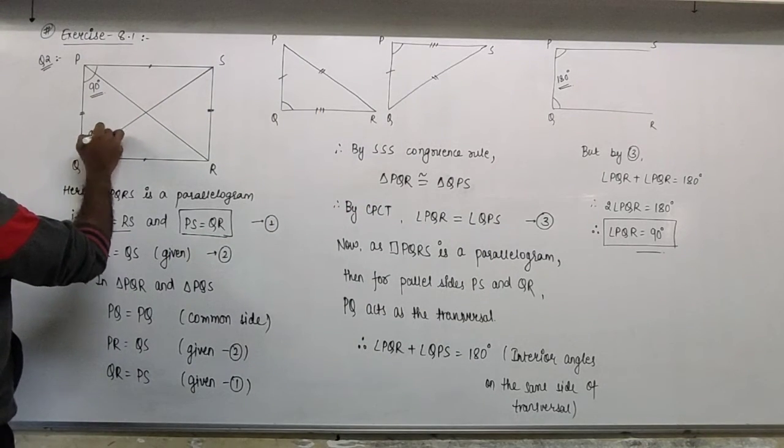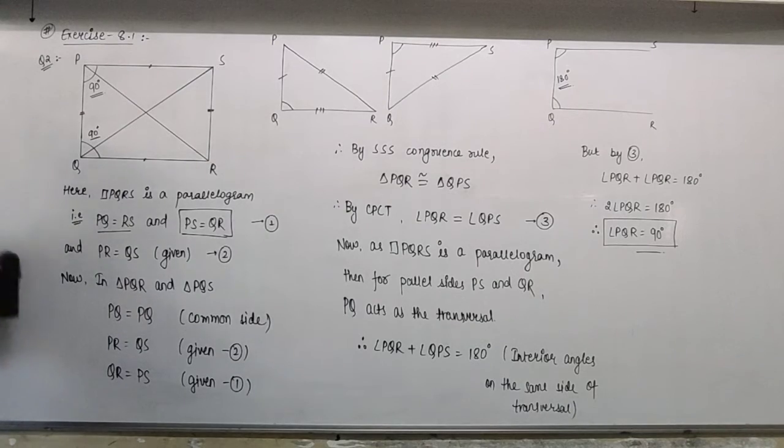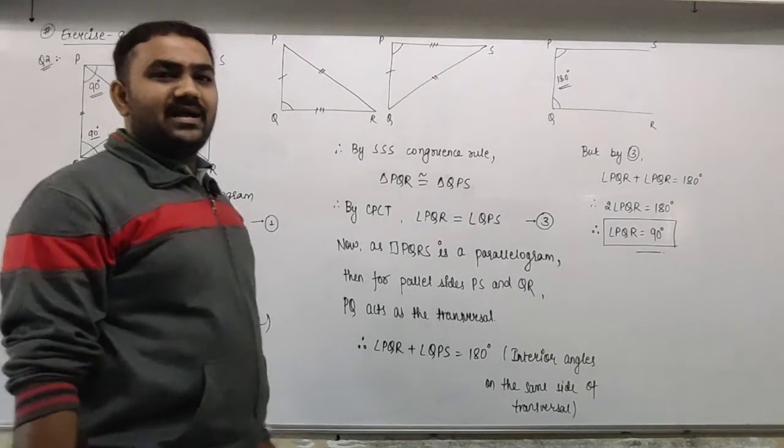90 degree because PQR and QPS are equal. Now in a parallelogram, opposite angles are congruent.